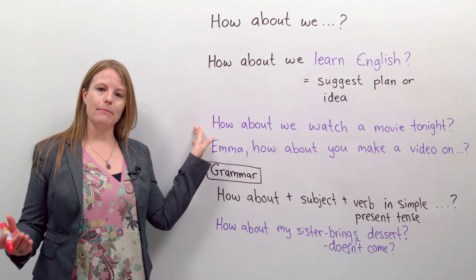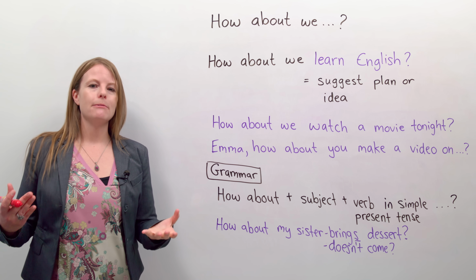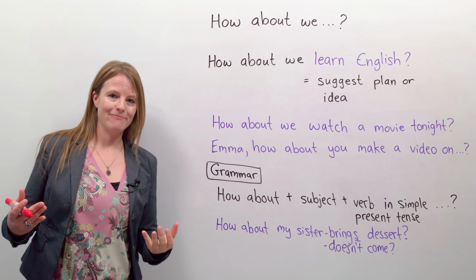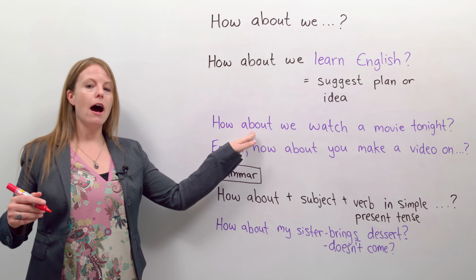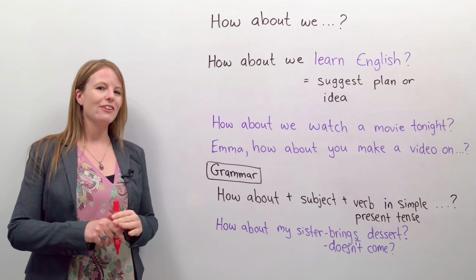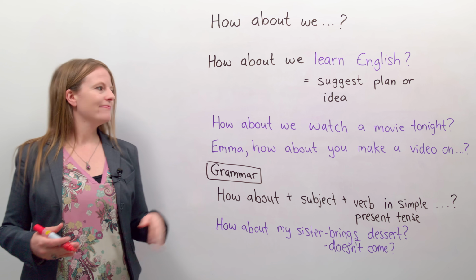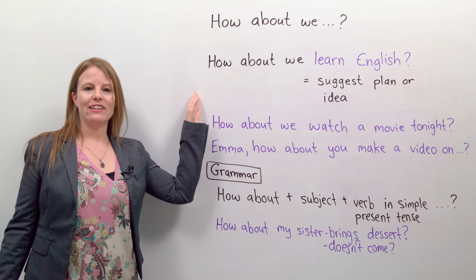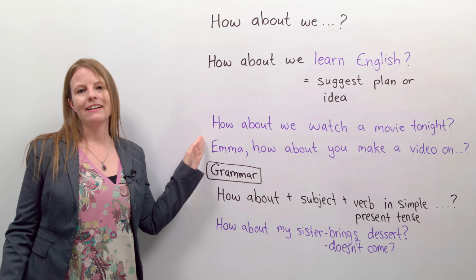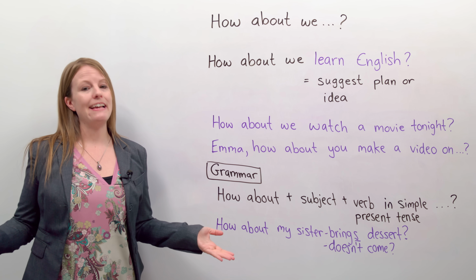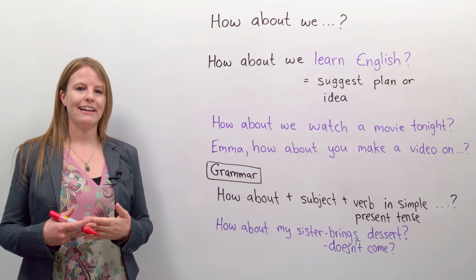One thing I can also say about this is that sometimes in conversation, people will say, how 'bout? So even though when we write it, it's how about, you might actually hear a native speaker say, how 'bout? How 'bout we learn English tonight? How 'bout we watch a movie together? And they have the same meaning. It's just in conversation, some people might not pronounce the A.